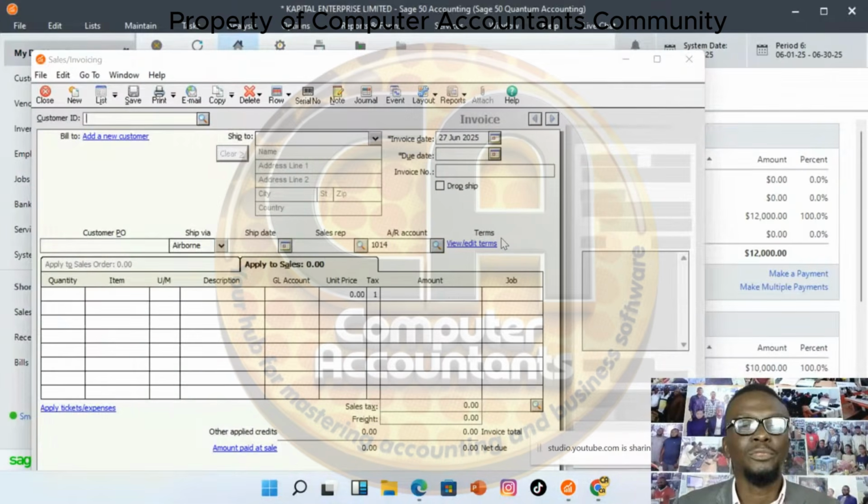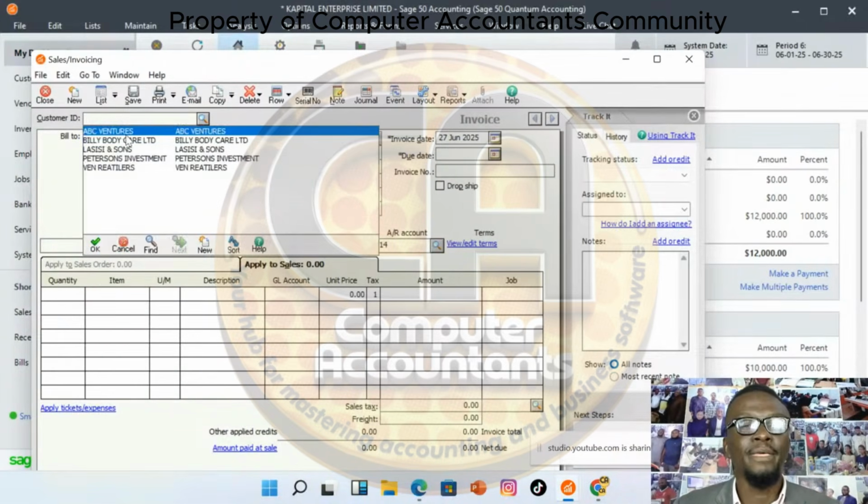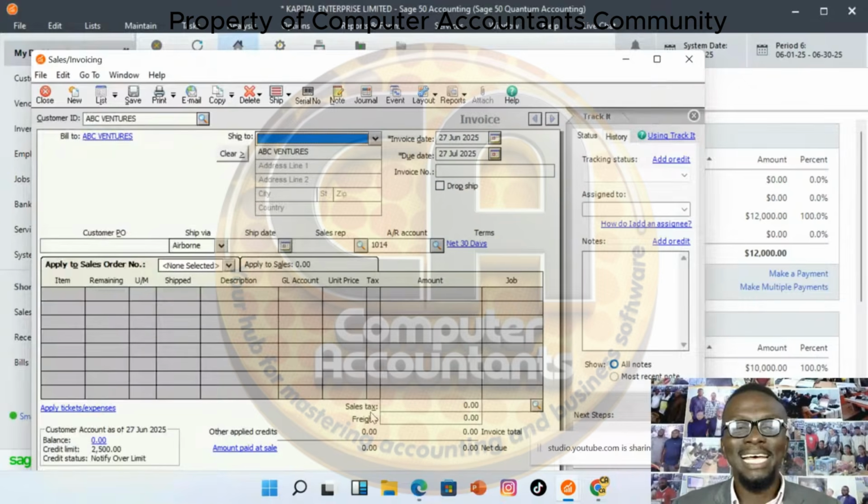So pull out ABC's number and name. ABC. Now you can see that the rows and columns are blocked again. Why? The system has dictated that there is an earlier issued sales order. So it's most likely that this transaction will be coming from that sales order.